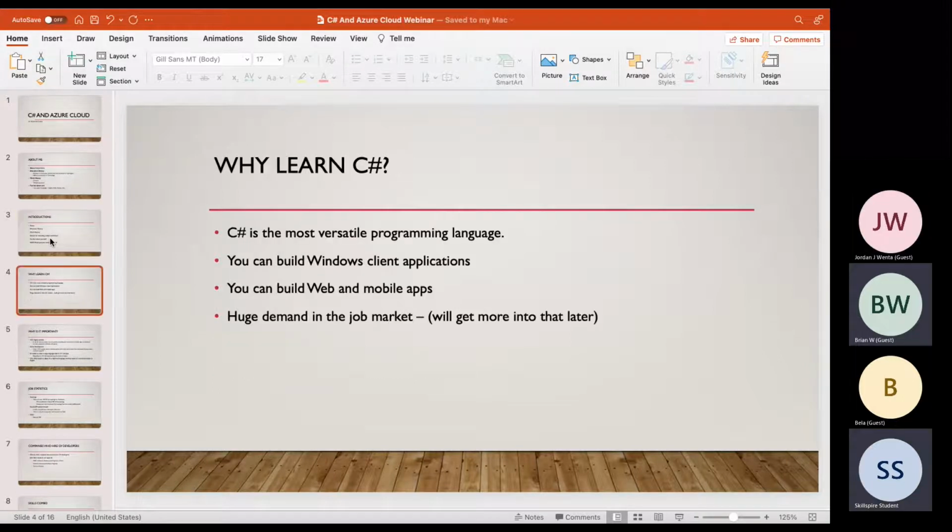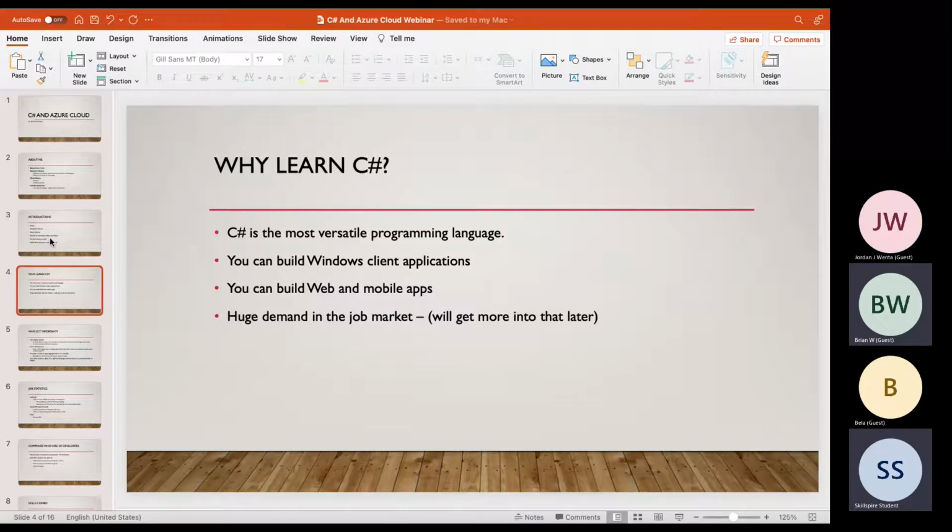Okay. So first off, why learn C sharp? Right now, C sharp is one of the hot languages in the tech industry. Every company is trying to get C sharp developers because they are trying to implement more C sharp applications. C sharp is one of the most versatile programming languages.